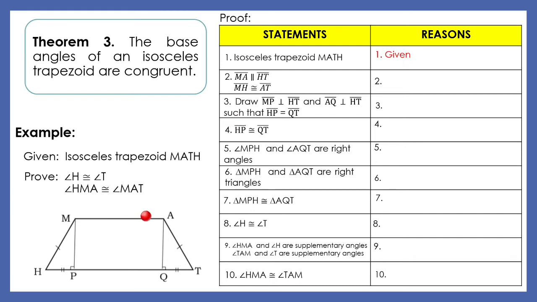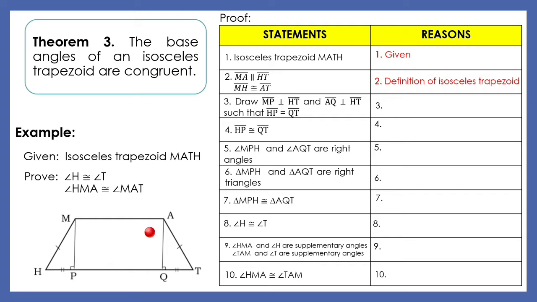This is our line segment MA. This is parallel to line segment HT. And then, line segment MH is congruent to line segment AT. So, our reason is by the definition of isosceles trapezoid. So, trapezoid with congruent legs at saka parallel sides.